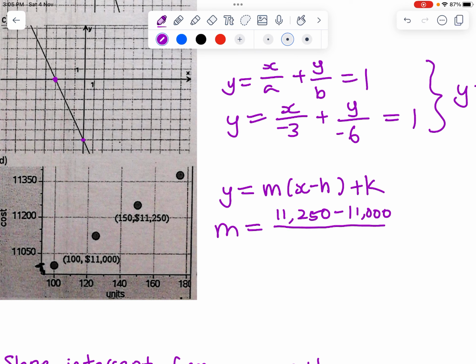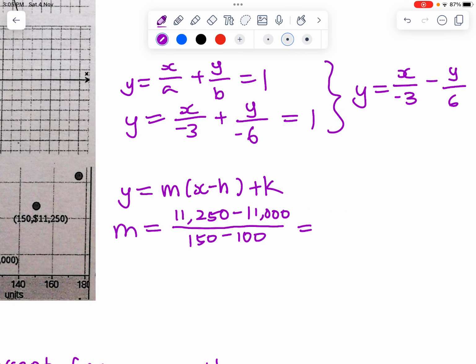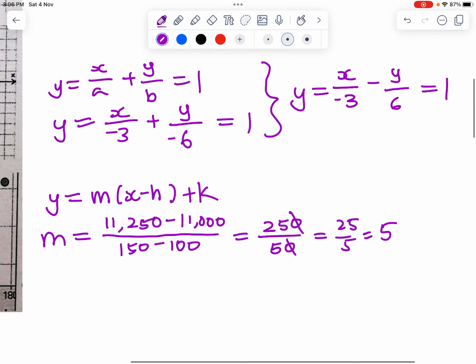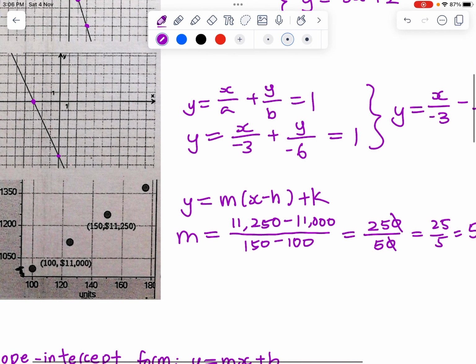These numbers are too big, so I don't want to say it out loud. 150 minus 100. And we get 250 over 50. And we can cross out the zeros. We get 25 over 5, which is the same as 5. So you know the slope is 5.